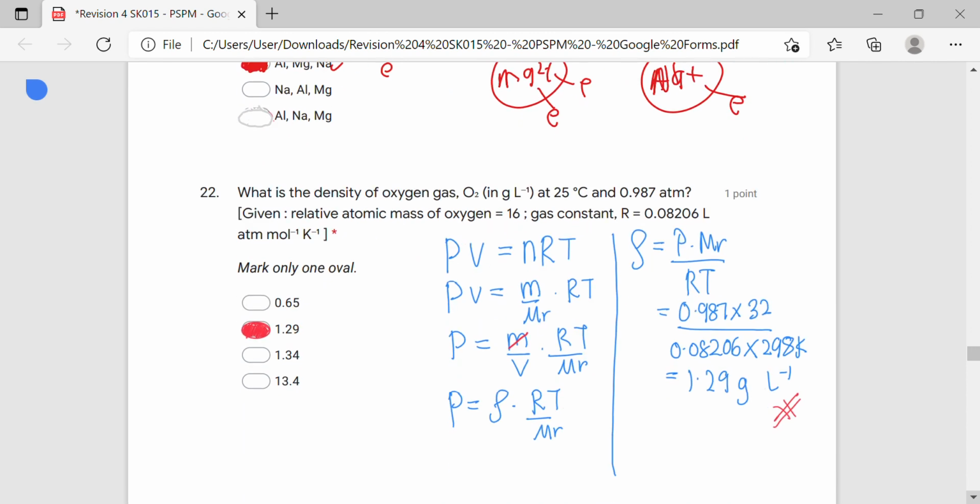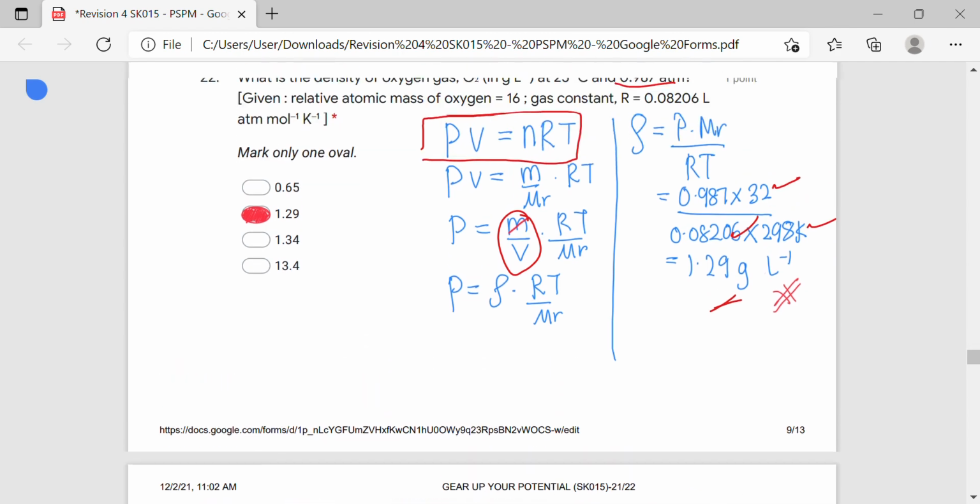So, what is the density of oxygen? This density we derive from PV equals nRT. We know density is mass over volume, and mole equals M over MR. So rearrange, mass over volume is density. Substitute the values. Pressure is given as 0.987, MR for oxygen is 32, R gas constant is 0.08206, and the temperature in Kelvin. So the answer is 1.29 gram per liter.